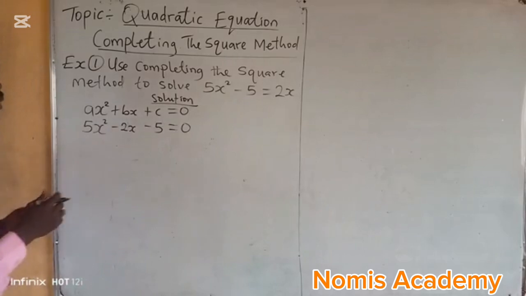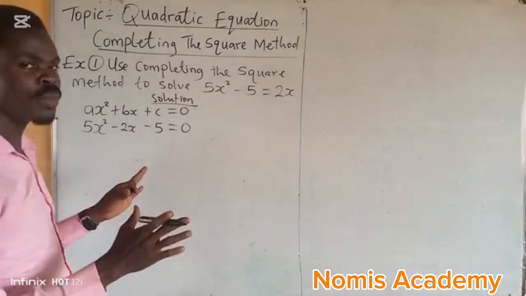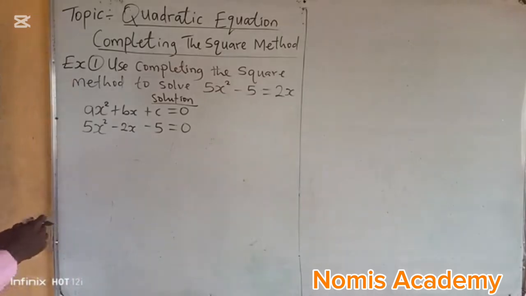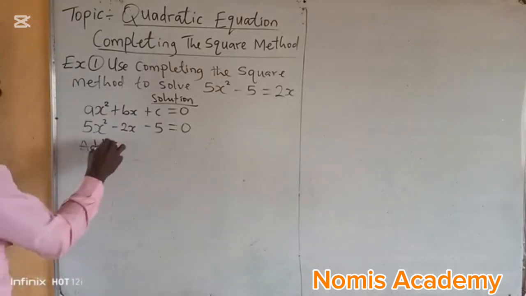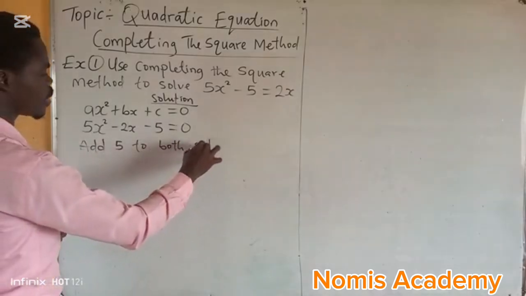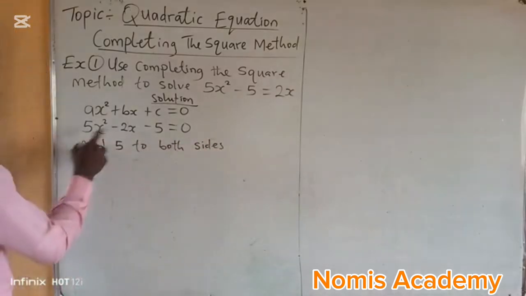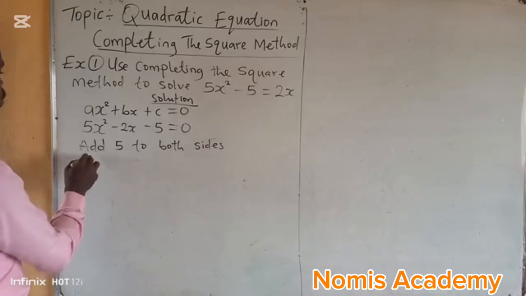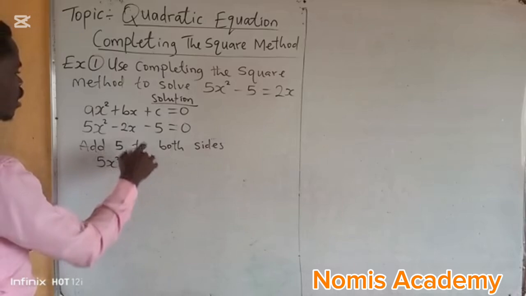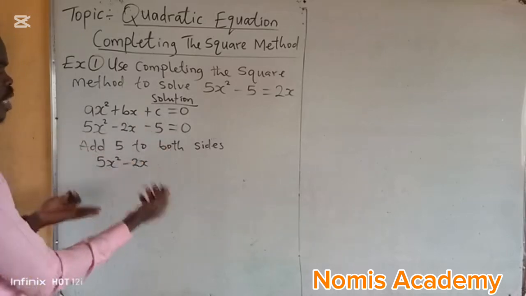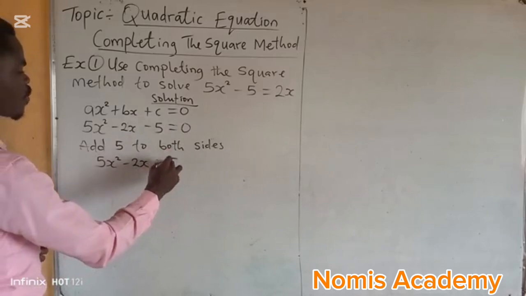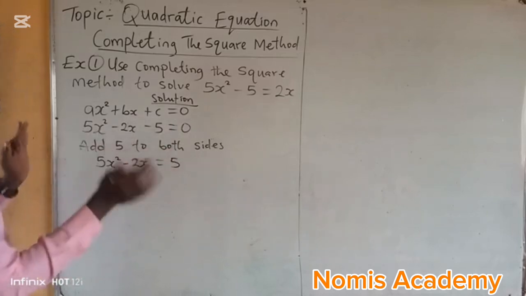Alright, the next thing we need to do is to add 5 to both sides of the equation. So adding 5, in the left hand side we will have 5x squared minus 2x minus 5 plus 5 is 0. So we write equal to 0 plus 5, we have 5. So we've added 5 to both sides.